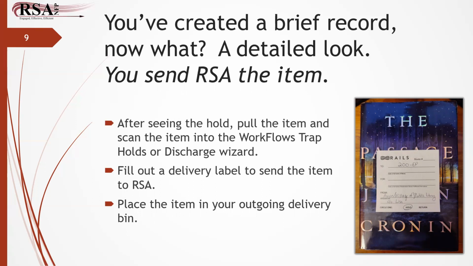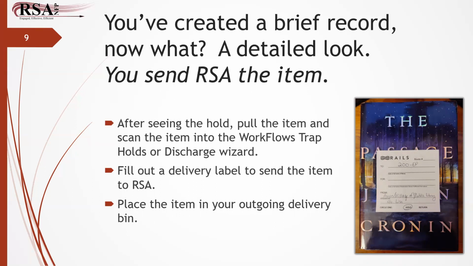After pulling the item to fill the hold, your library will scan the item into the Workflows Trap Holds or Discharge wizard. Workflows should instruct your library to send the item to the Rails East Peoria office. Please fill out an attached delivery label to the item and fill it out as follows. In the route area, you can leave it blank.